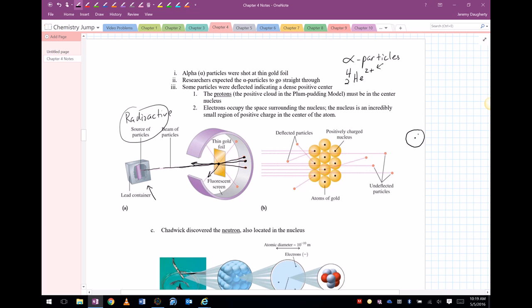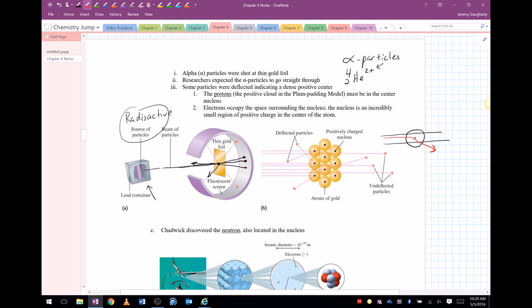Okay, so here's my alpha particle coming through. That's fine. Here's my alpha particle coming through. That's fine. Now here's another alpha particle coming through. Oh, too close to the nucleus. It gets deflected away. So we said that it had to be something small and dense.